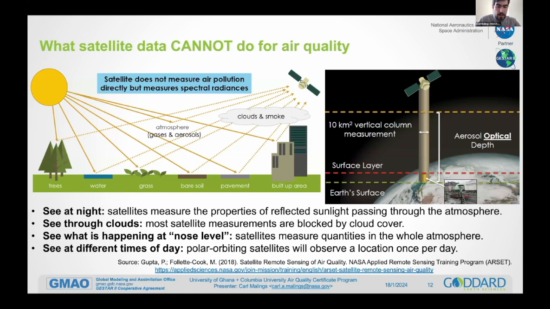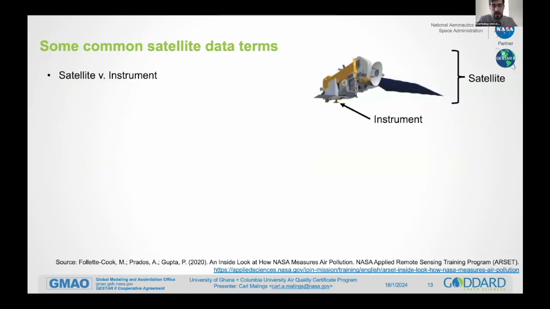And then finally, there are limitations in terms of where and when the satellite can make its observations. In a couple of slides, I'll go into more detail about that. But basically, based on the orbit that we decide to put these satellites in, it constrains when and where we can make different kinds of observations. So in the next couple of slides, I'm going to go through some common basic terms related to satellite data. Some of these I've already been using, but just to clarify them so we know what we're talking about.